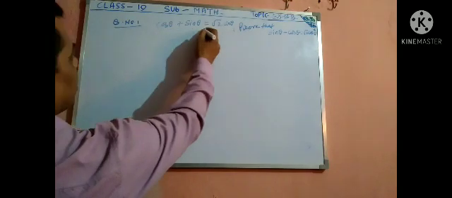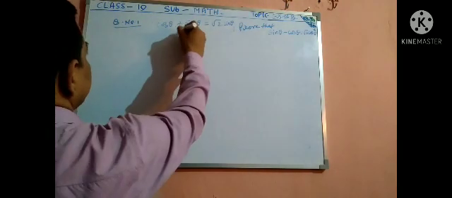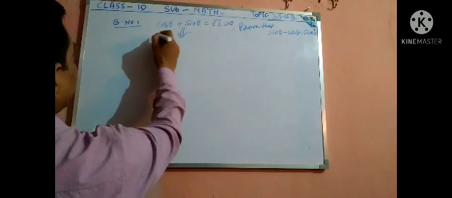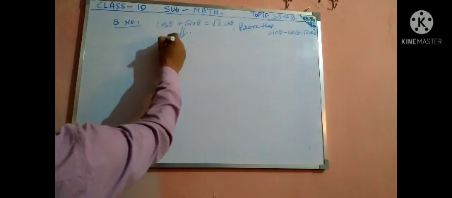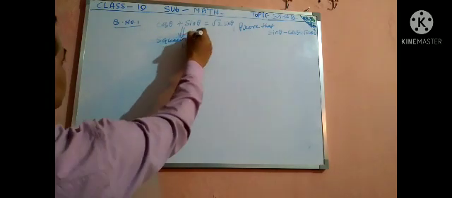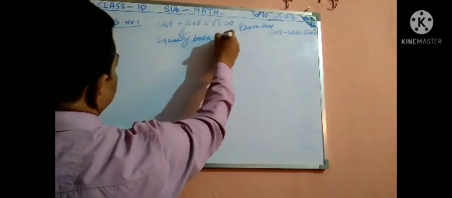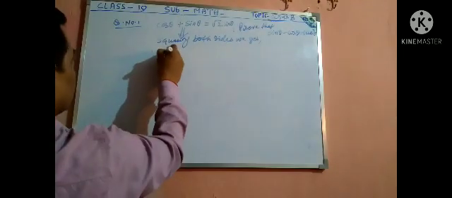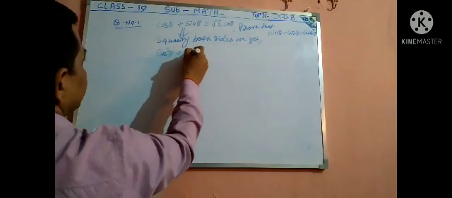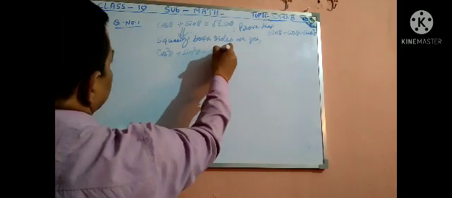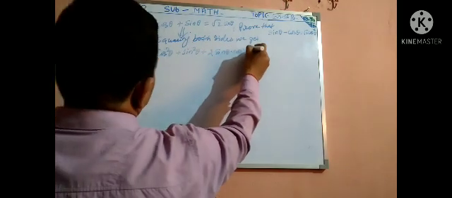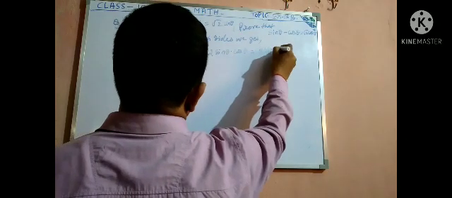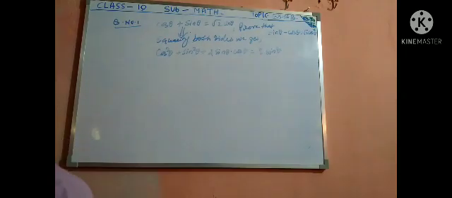So take this value, cos theta plus sin theta is equal to root 2 cos theta, that is, squaring both sides we get, then cos square theta plus sin square theta plus 2 sin theta into cos theta is equal to 2 sin square theta. So that value changes to this side.